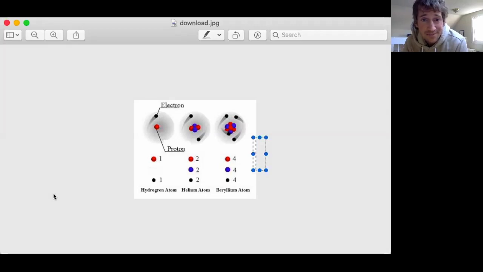For example, hydrogen has one proton and one electron. Helium has two protons, two electrons, and two neutrons. And beryllium is another element, has four protons, four neutrons, and four electrons. That's the difference between elements and atoms. The atoms have different numbers of subatomic particles.